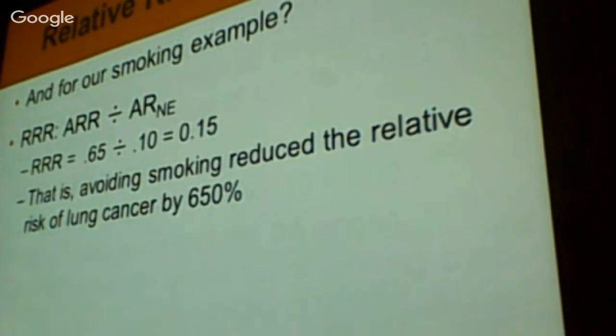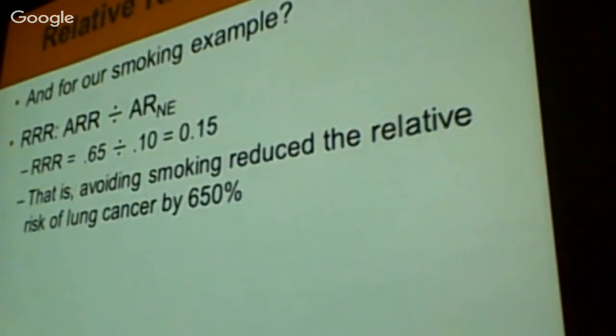Okay, so for the smoking example, you can plug in the numbers again and get this enormous number over here. So avoiding smoking reduced the relative risk of lung cancer by 650%, according to the data I just gave. That's how we use those magical numbers. Now, moving on to the last measurement of association that we're going to cover. Any questions about relative risk first?